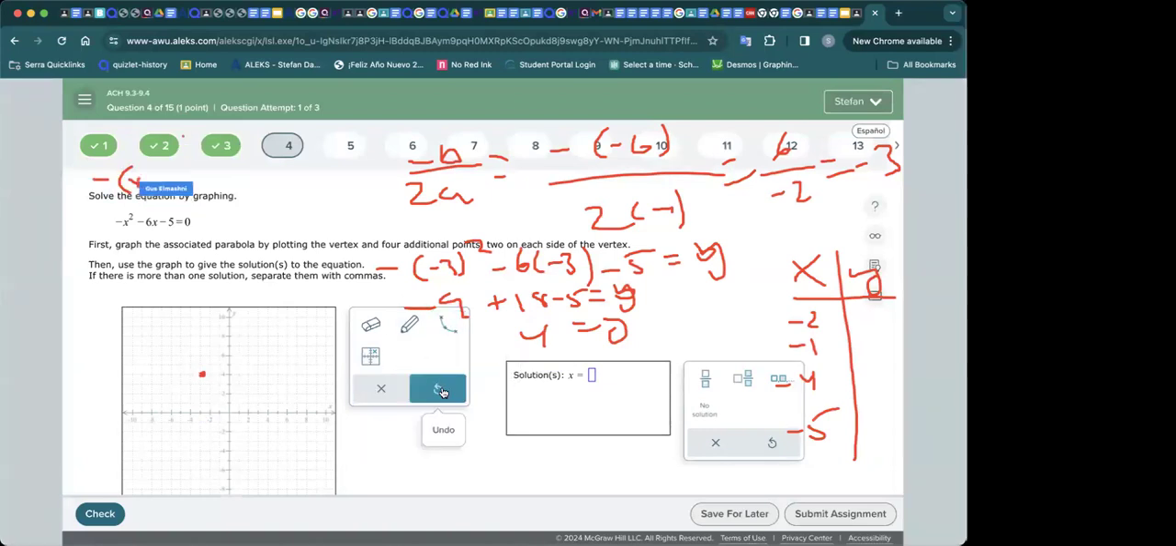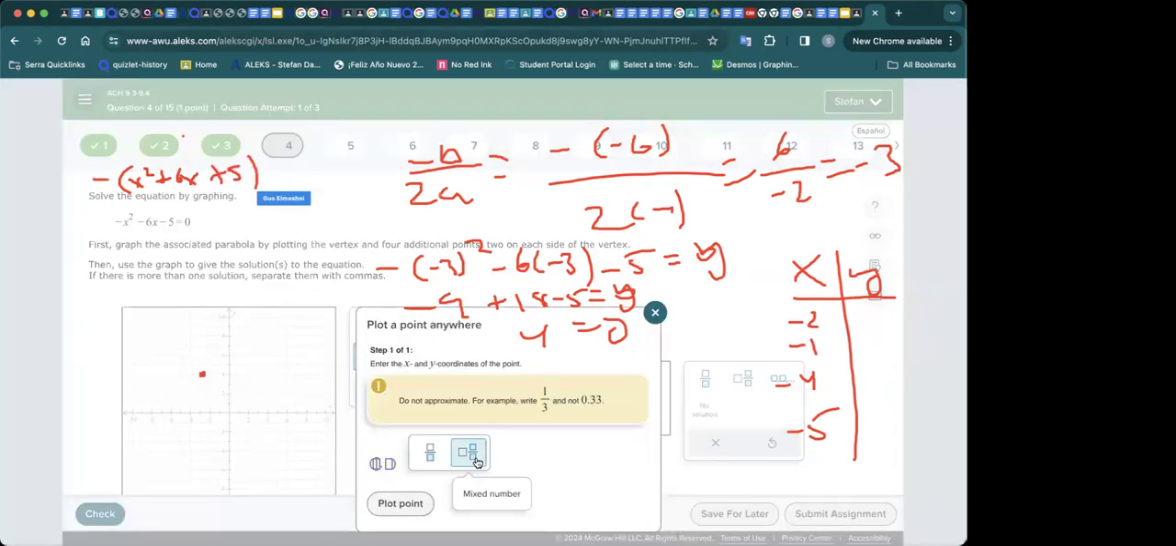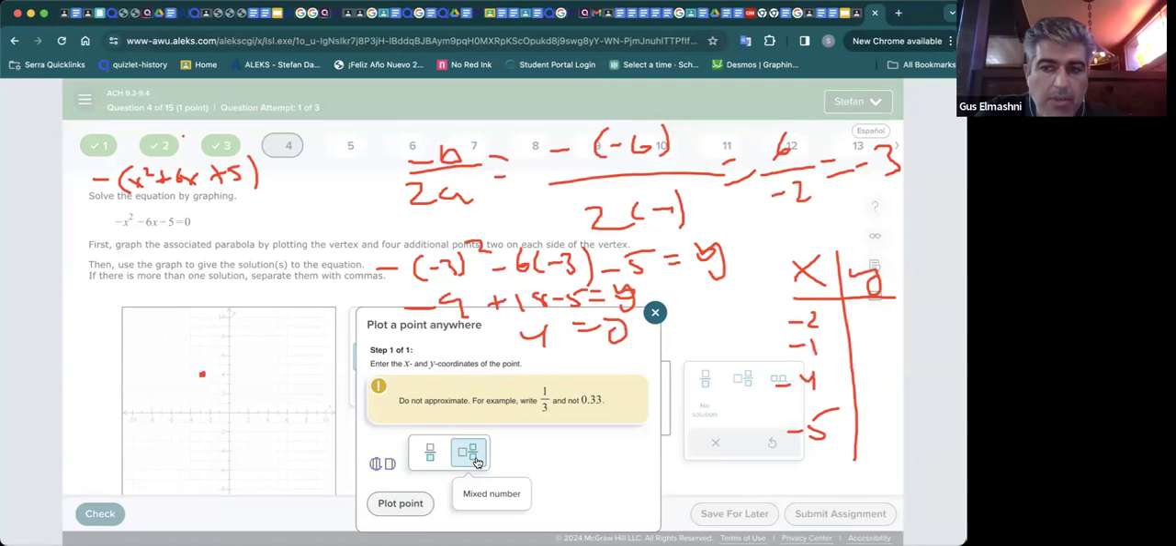Yeah, I need to undo this real quick. Let's just do the table and then I'll just plot all of them. Make it 10 times easier for myself. Yeah, I'll just help you out.